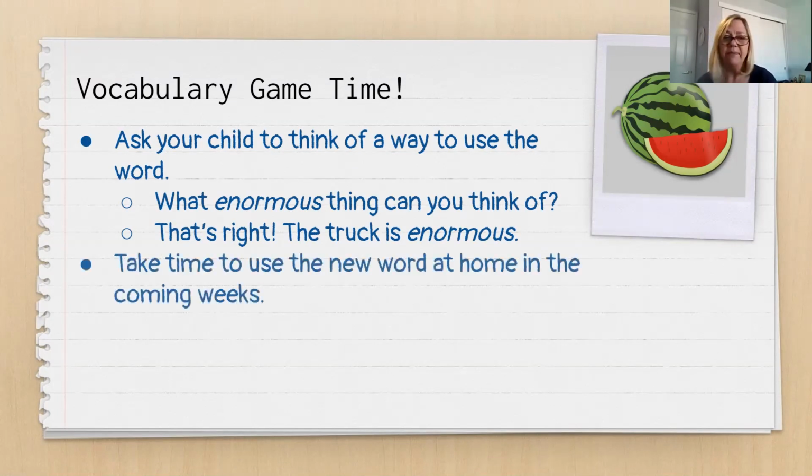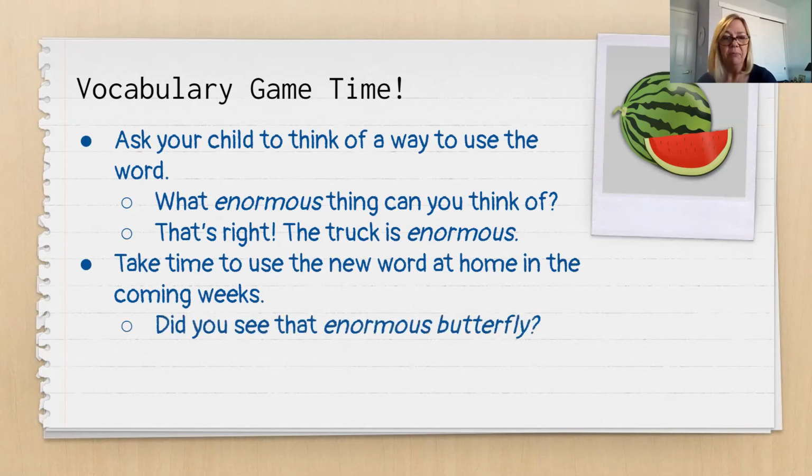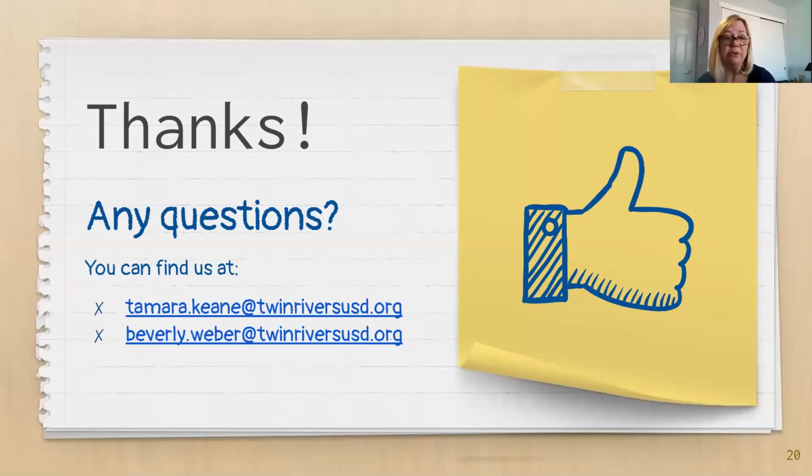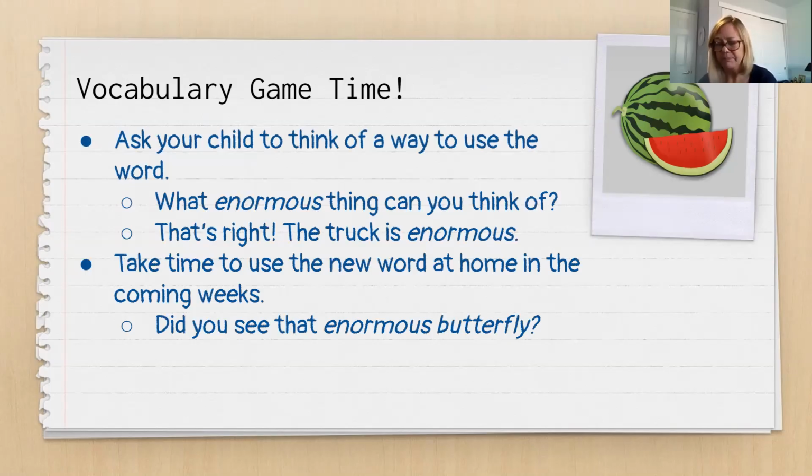But don't stop there. Take time to use these new words at home in the coming weeks. And you might ask them this when you're outside. For example, did you see that enormous butterfly? You can even write the words on pieces of paper and put them around the house. Keep a list of the words that you and your family are learning so you can keep the learning going. So have fun and be sure to try a new word with your family in vocabulary game time.